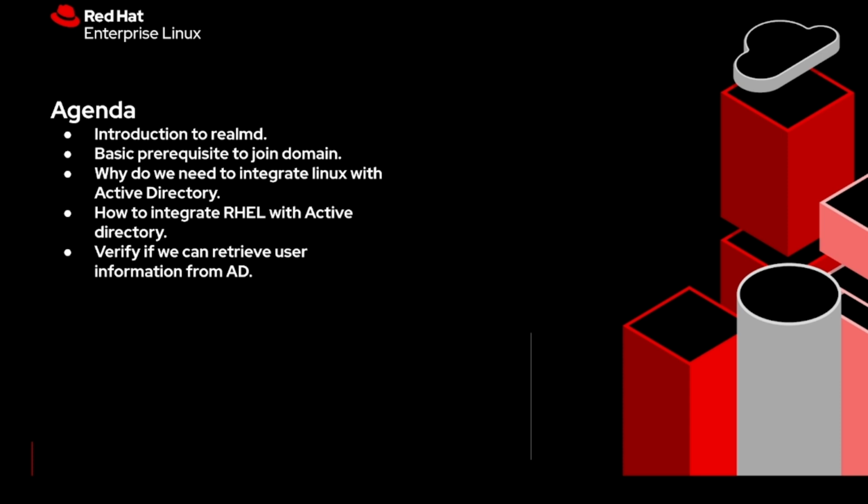Apart from the port connectivity, you need permission to integrate a Linux machine with Active Directory. The AD user that you will use to integrate a Linux machine with Active Directory needs to have certain permissions. For example, when we integrate a Linux machine with Active Directory, it will create a computer object on the Active Directory side using the name that we have for our Linux machine. So if you don't have the permission to create a computer object on the Active Directory side, the integration will fail.